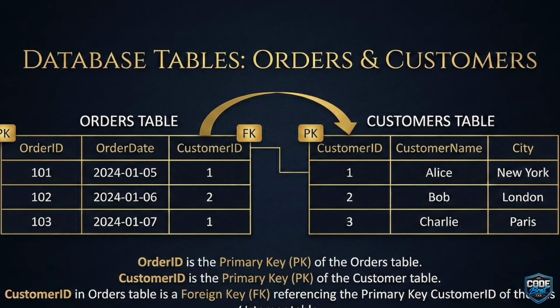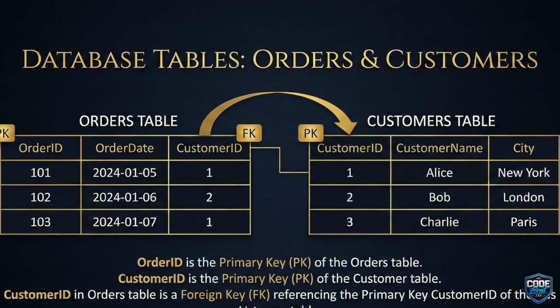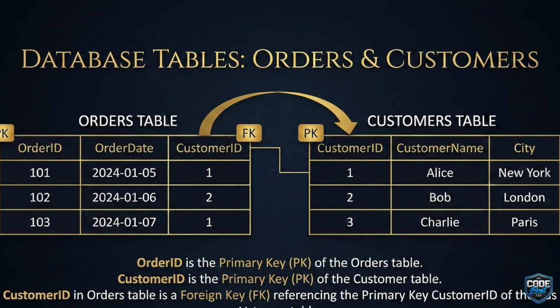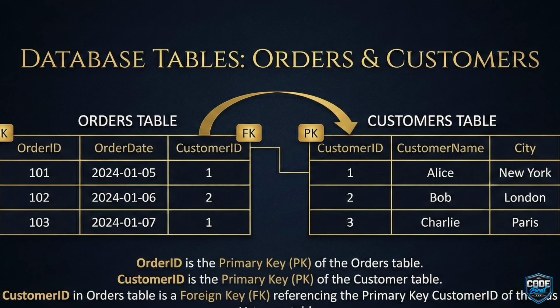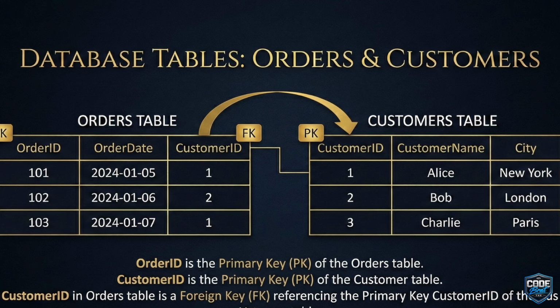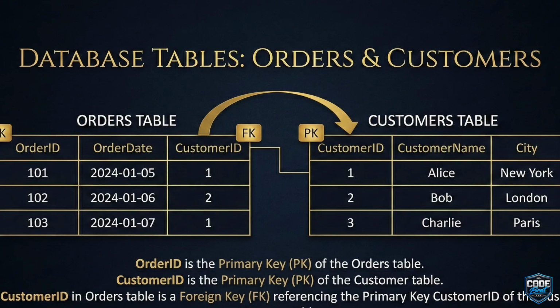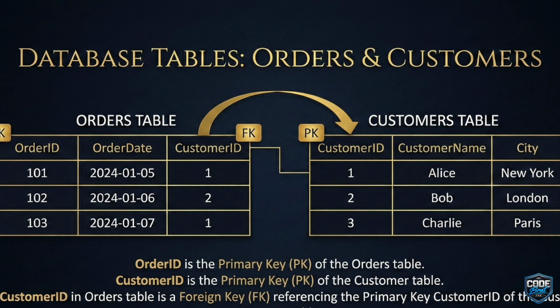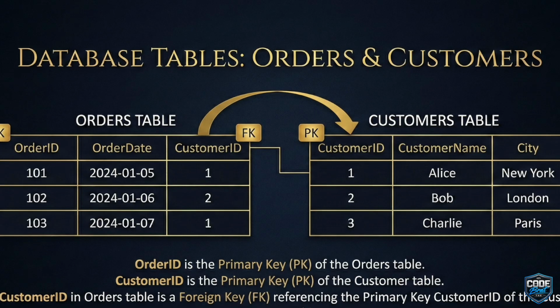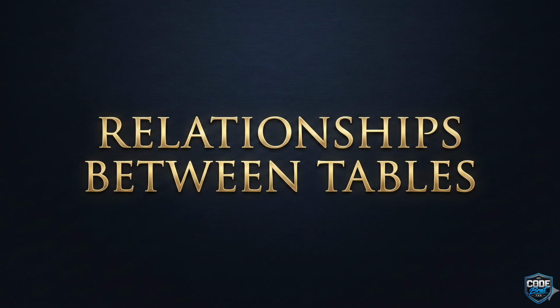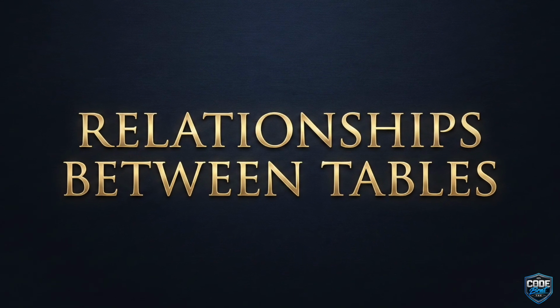Also, we can put some restrictions so that if someone tries to update or delete any customer ID, details like name or city in customer table, which is a foreign key in orders table, it should throw an error. This will ensure relationship doesn't break between these two tables. This was all about keys and identity. Now let's discuss relationships between tables.